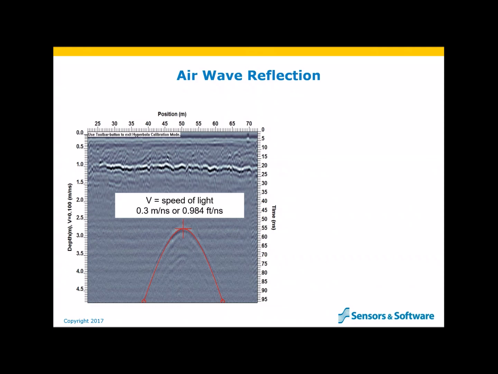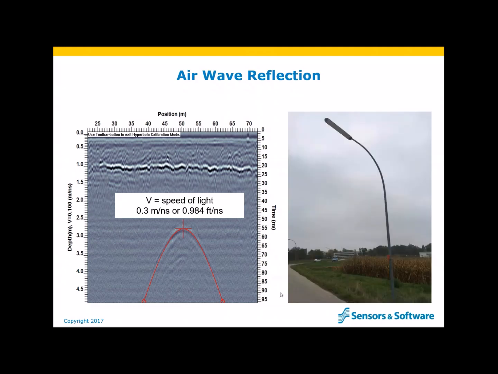But remember, the velocity we have calibrated is not the velocity of the object. It is the velocity of the material between the GPR system and the object that created the hyperbola. So if we get a velocity of 0.3 meters per nanosecond or 1 foot per nanosecond, this means that the object that created the hyperbola is in air. This is called an air wave. In this particular example, the hyperbolic response was caused by a street light passed during the survey.